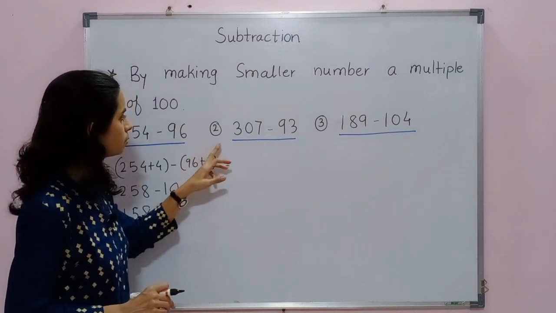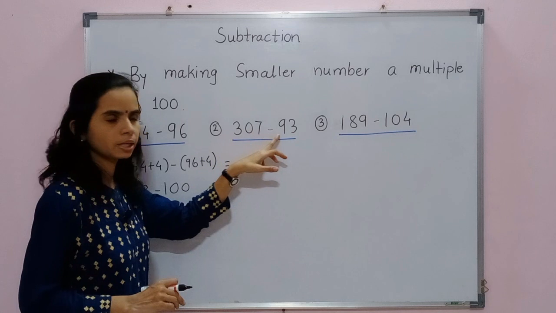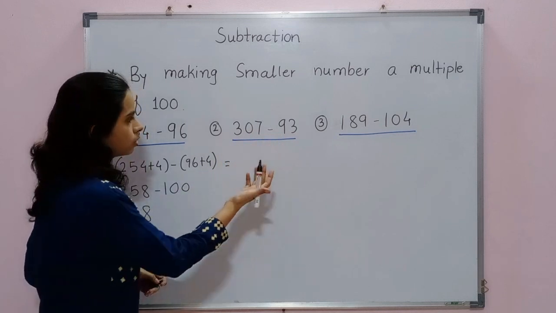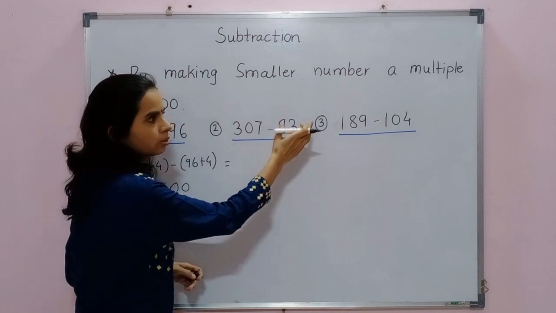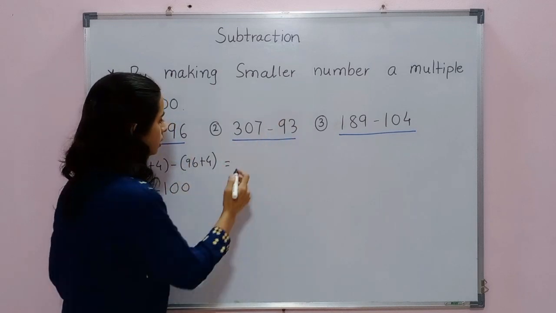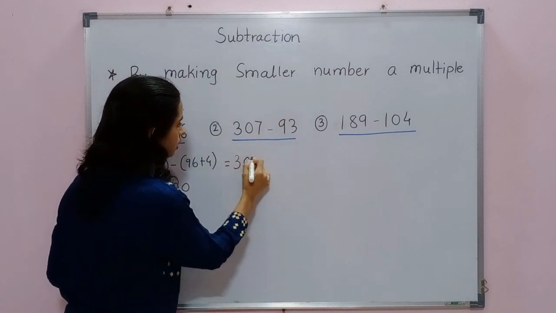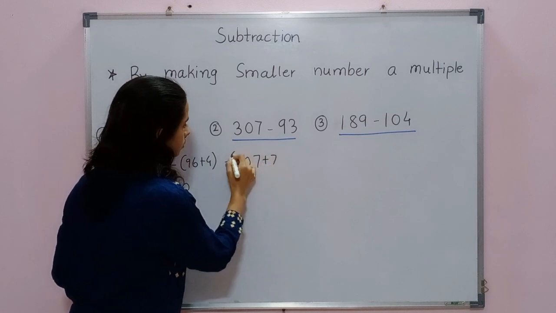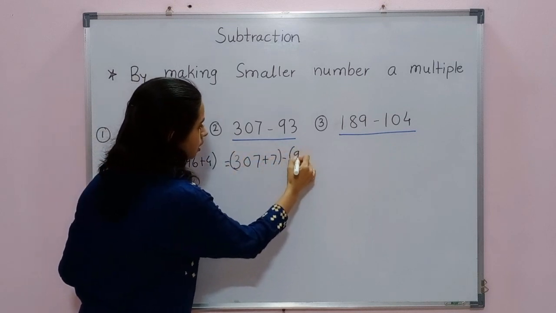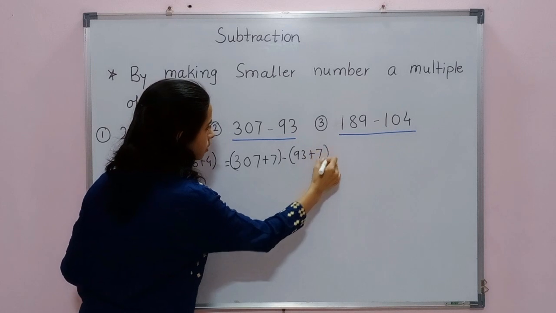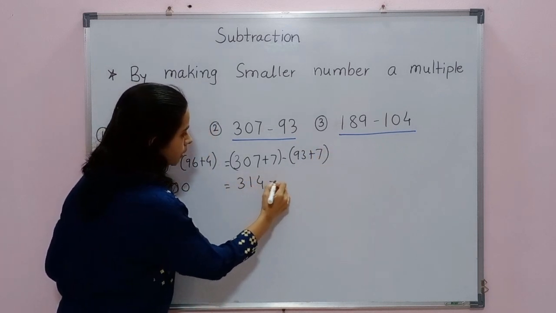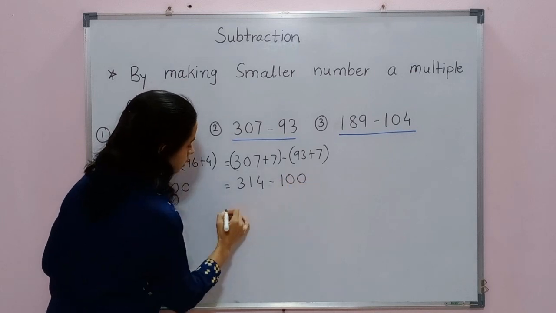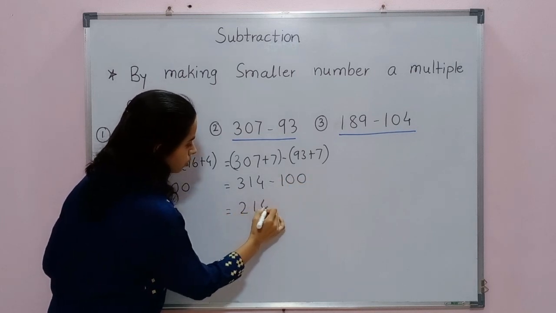Our next example is 307 minus 93. Here we will add 7 in both the numbers, so this number will become a multiple of 100. 307 plus 7 minus 93 plus 7. Here we will get 314 minus 100. So our answer will be 214.